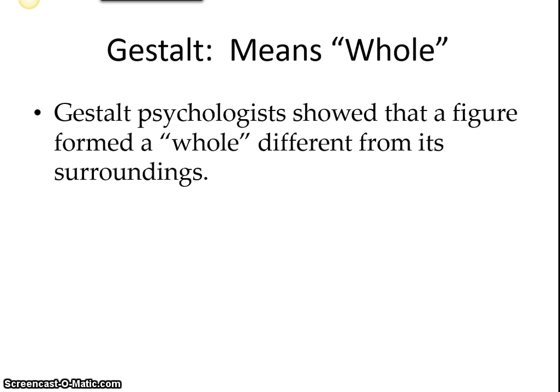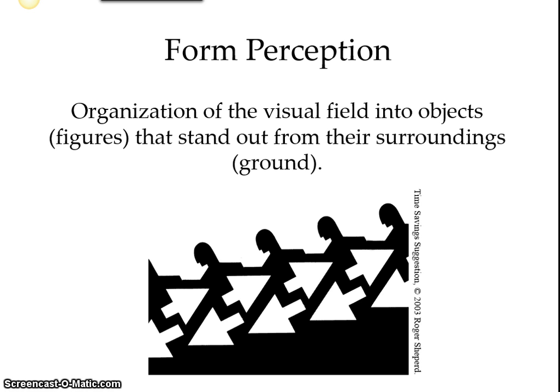So let's look back at this concept of Gestalt, which, as you know by now, means whole. So Gestalt psychologists showed that a figure formed a whole that is different from its surroundings. Take a look at this picture. We organize the picture by seeing a figure. And the figure that you're probably going to see in this picture are either men walking downstairs, or you also might see a different figure, which are arrows against a black background.